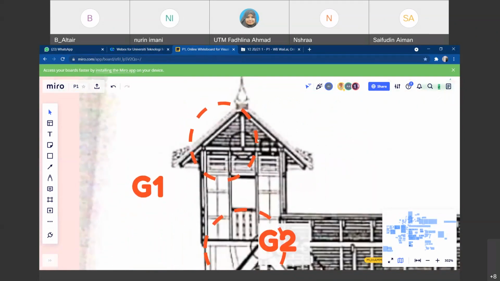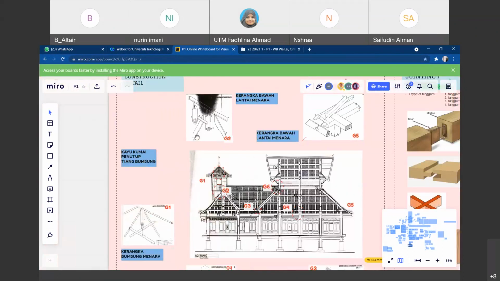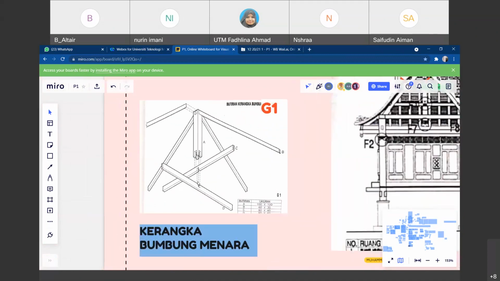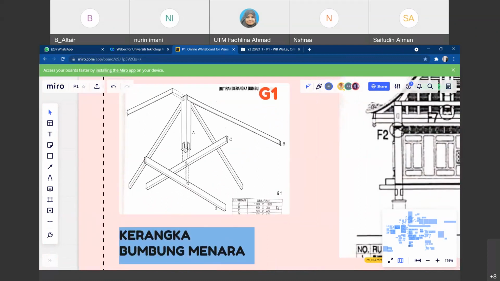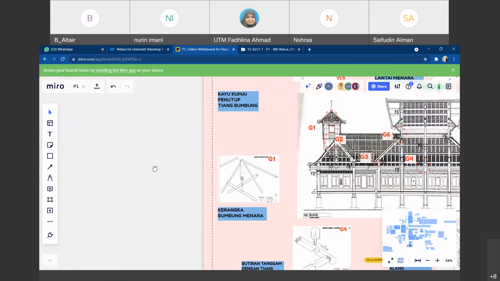I'll make the pop-up detail from SketchUp nanti. Okay, so this one is the one that they connect the king post and the ceiling beam. So this is how they connect with the roof structure. And then the type of tanggam, this one I will explain later.